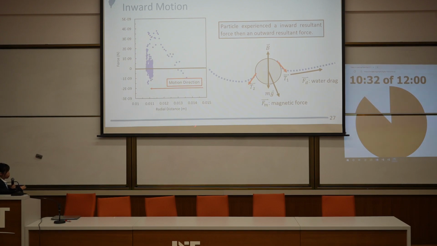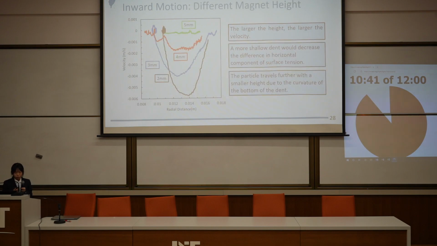So that's why we can see that with inward motion it's negative, and it's positive when going outward. So that's pretty much why we have different positive and negative forces. And when we compare different heights of magnets to the water surface, we can see that the larger the height, the larger the velocity is, and that the more shallow depth will decrease a difference in the horizontal component of the surface tension. And that the particle travels further with a smaller height due to a curvature of the bottom of the dent.